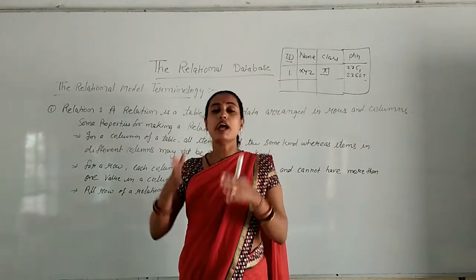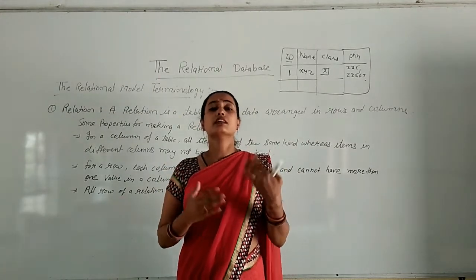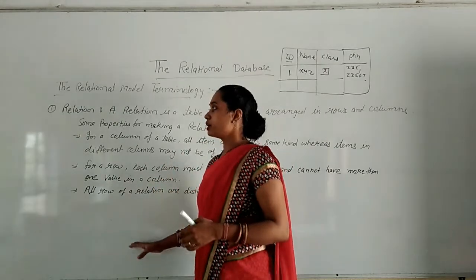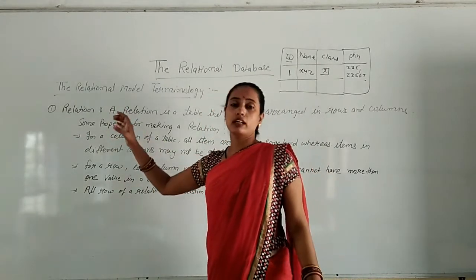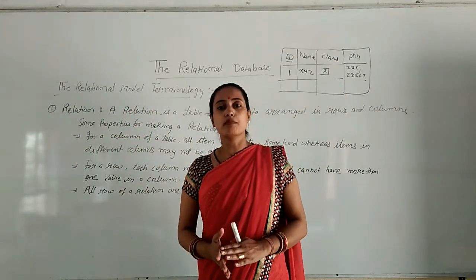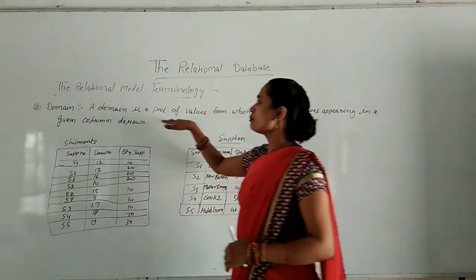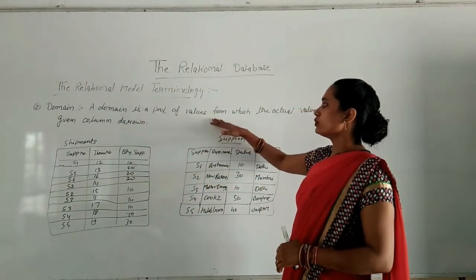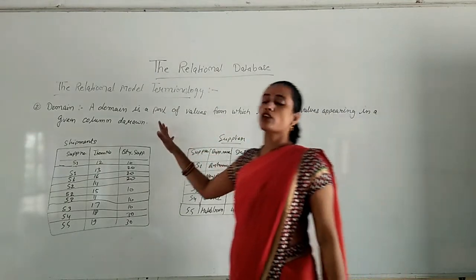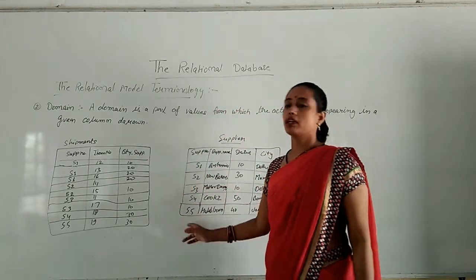So try to always enter the distinct data. Okay, this is one terminology related to relational databases, that is relation. Next one is what? Domain. So what is domain? Domain is a pool of values from which the actual values appearing in a given column are drawn.